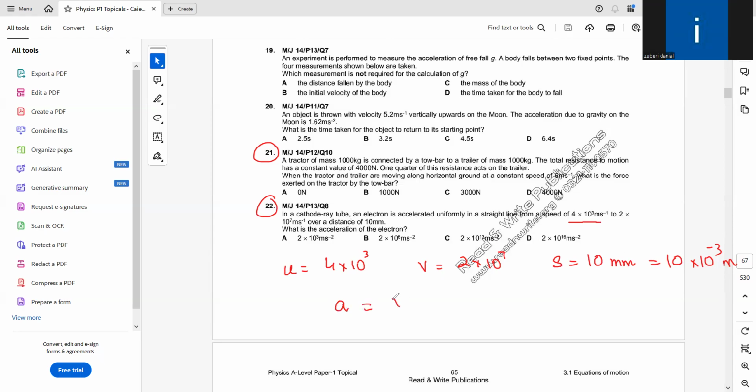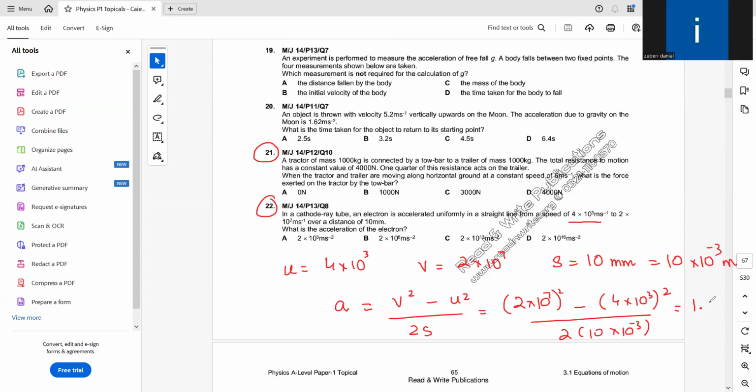So acceleration is basically given by v squared minus u squared upon 2s using the equation. So it becomes 2 exponent 7 whole squared minus u, that's 4 exponent 3 whole squared, over 2 into s, that's 10 exponent minus 3. So what do we have once we solve this? We are getting an answer of 1.9 exponent 16. That's almost around 2 exponent 16. So do we have somewhat like that? Answer, yeah, it's like D, right? Okay. Then let's move ahead.